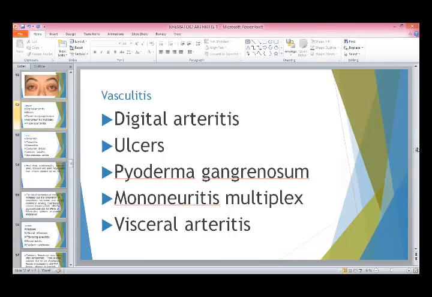The vasculitis can also involve the digital arteries, that can cause ulcers, as shown in the figure earlier. It can also cause pyoderma gangrenosum. It can also cause mononeuritis multiplex, where different nerves are involved at different places. Visceral arteritis can cause a CVA-like picture, infarction, or mesenteric insufficiency.